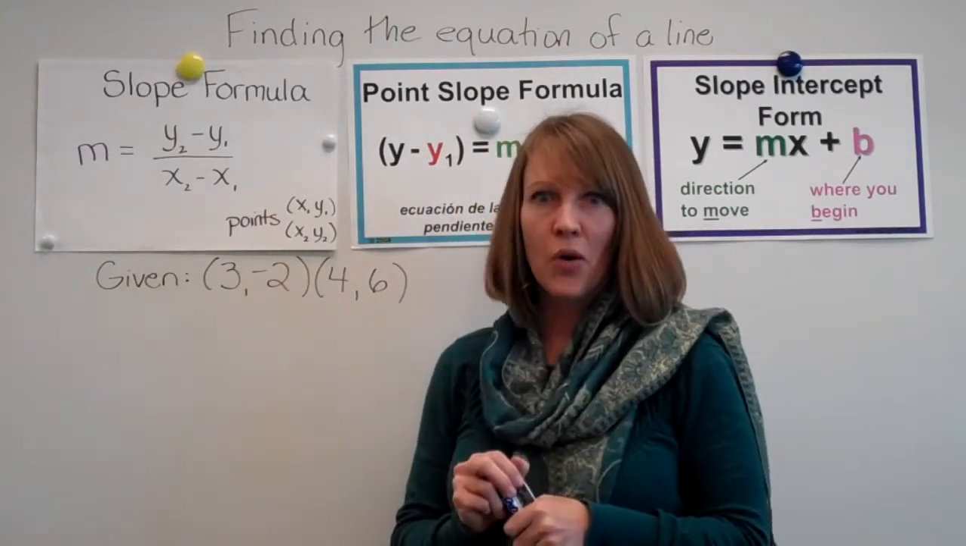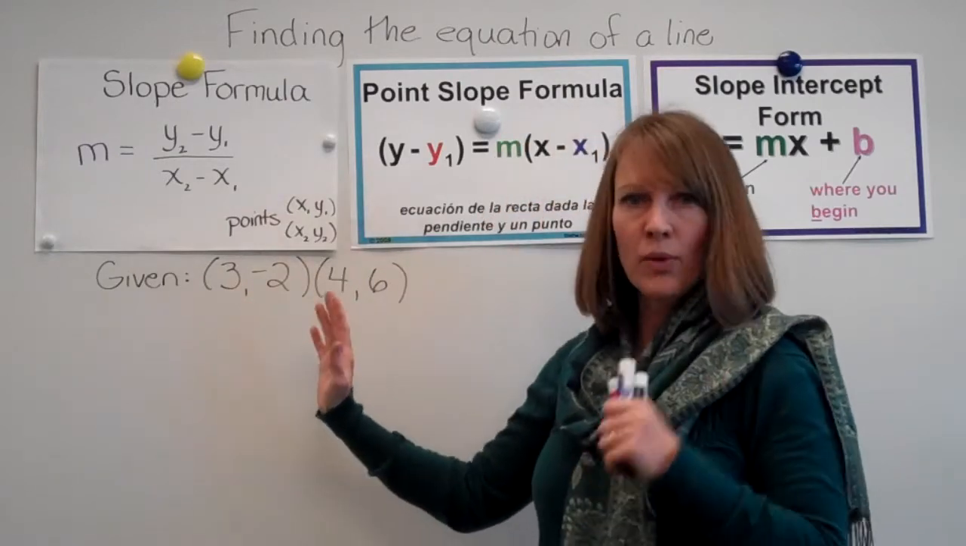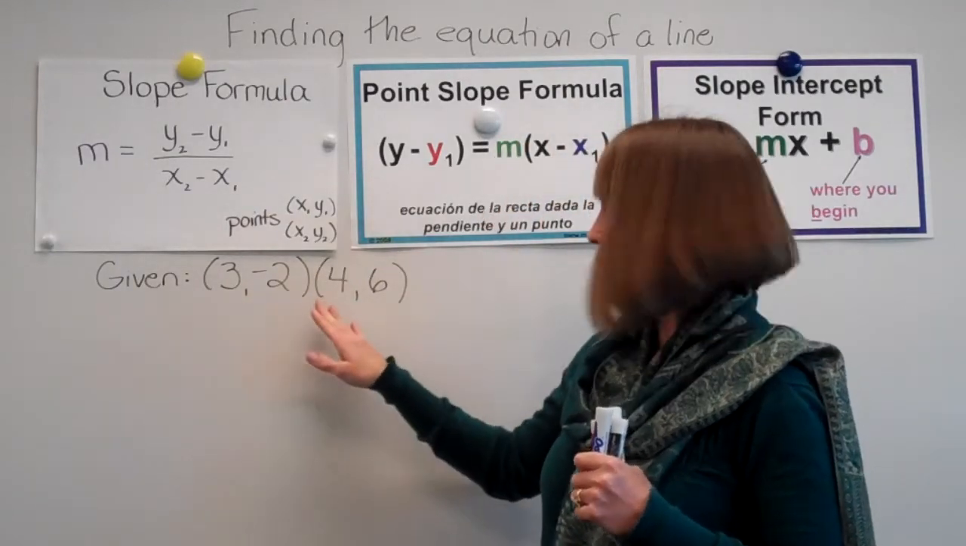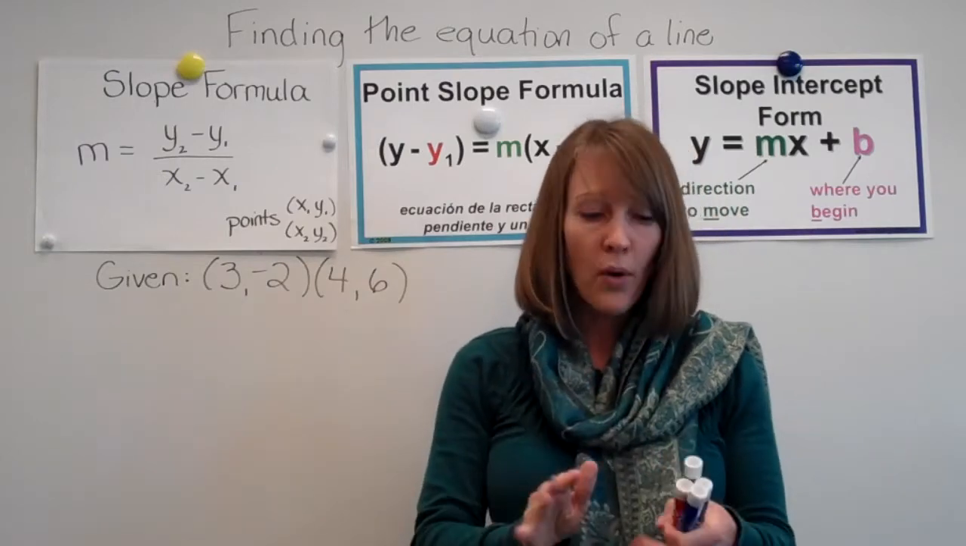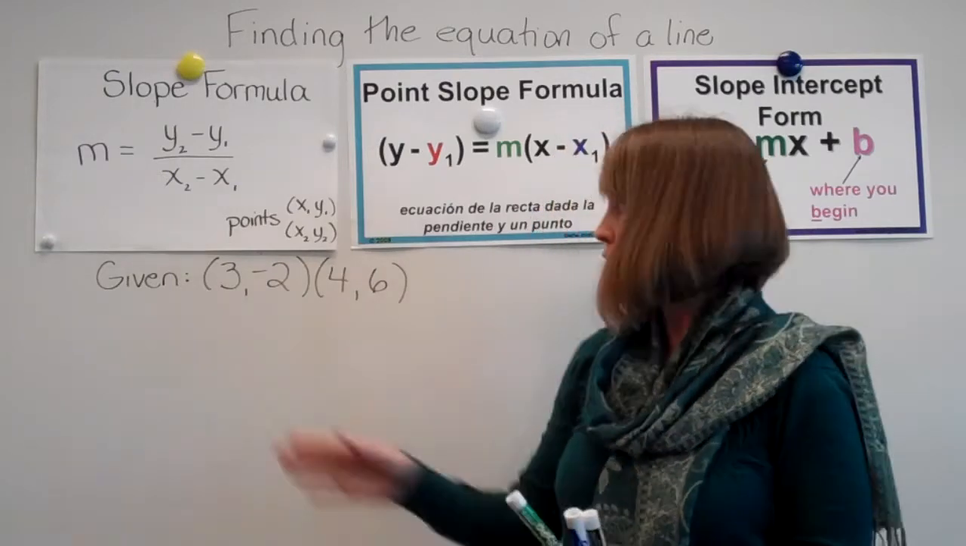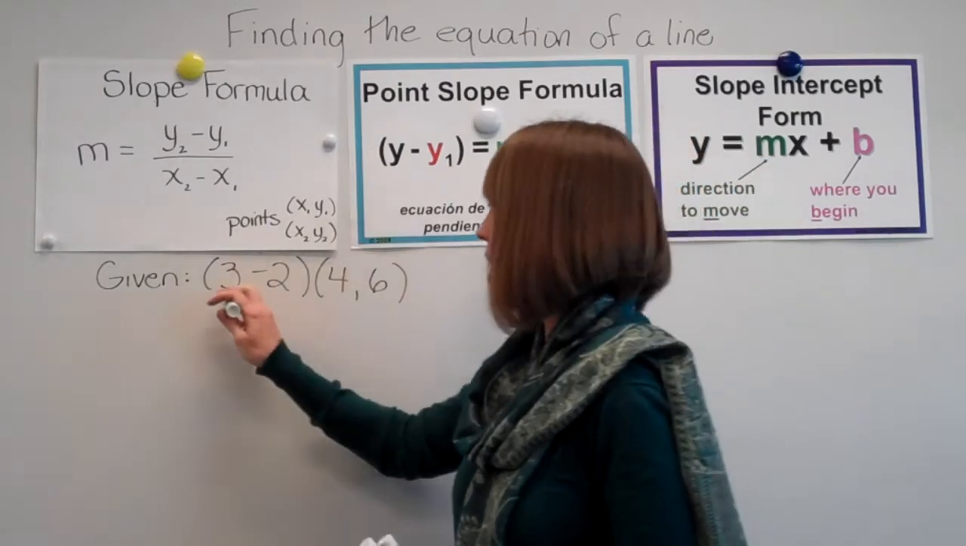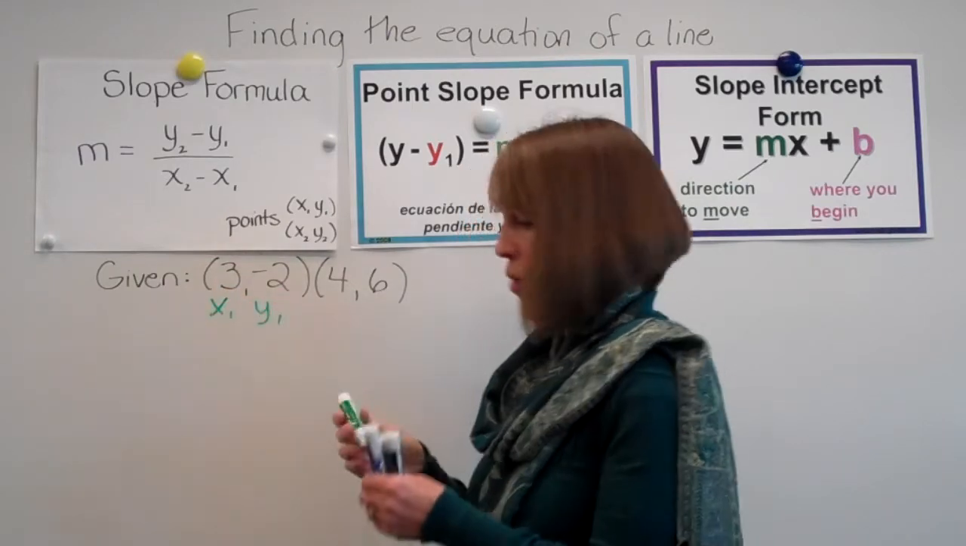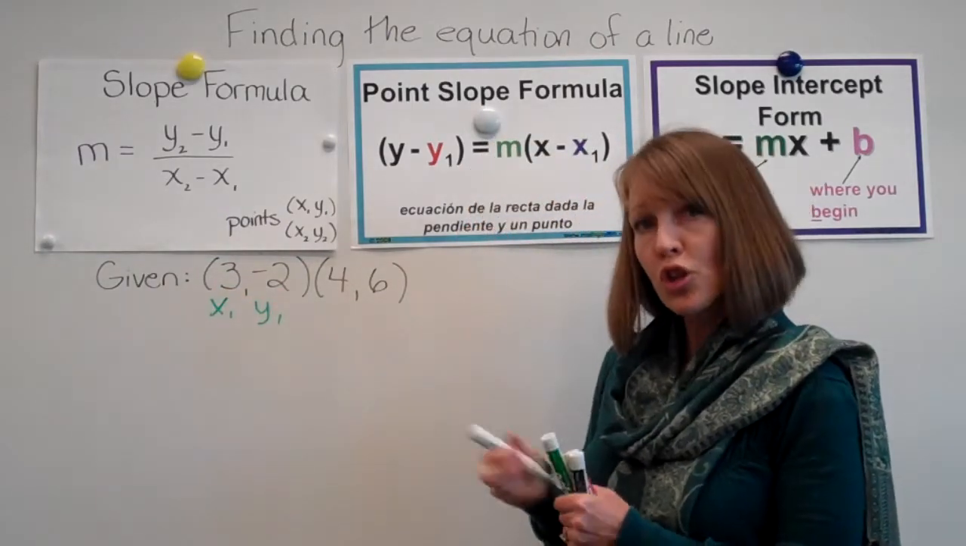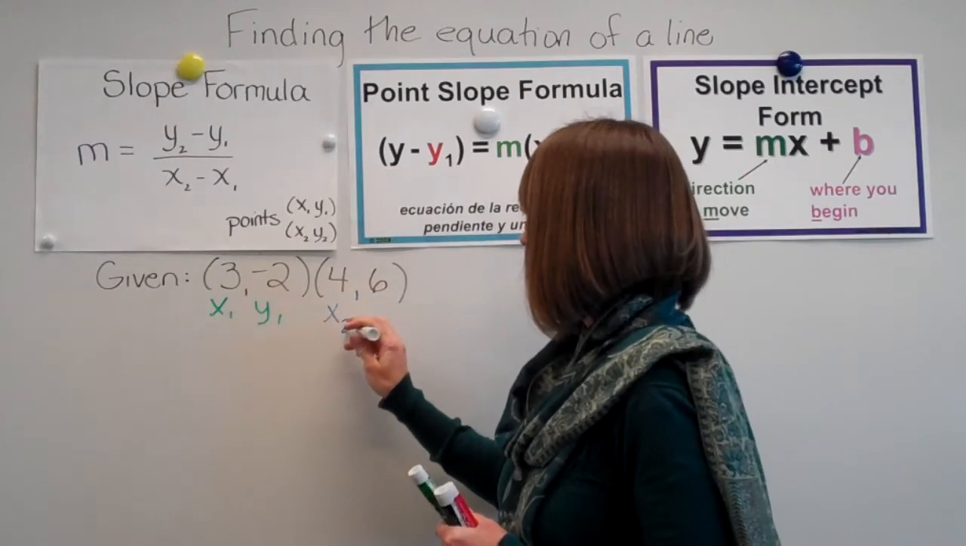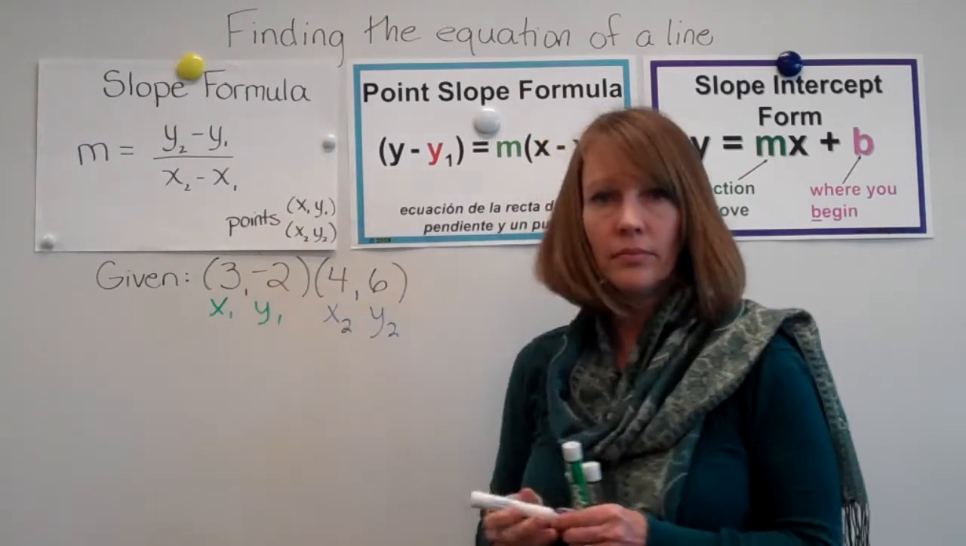All right, so let's get this going. So they give us a point, some random point, (3, -2), and (4, 6). These are 2 points from a line. So this is point number 1 from the line. We're going to call it x1 and y1. This is point number 2 from the line, so we'll call it x2 and y2.